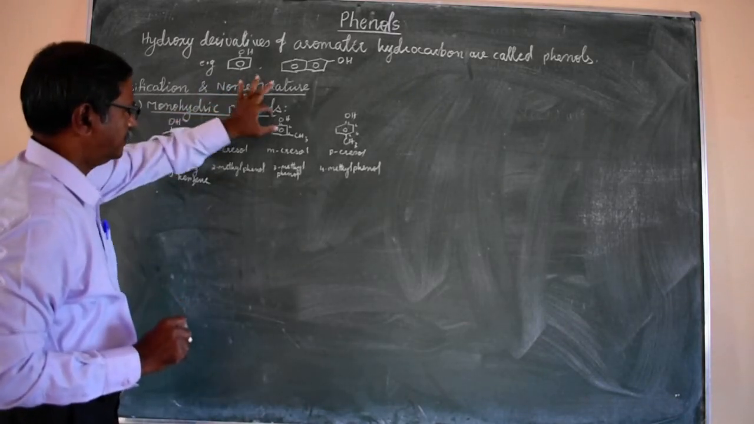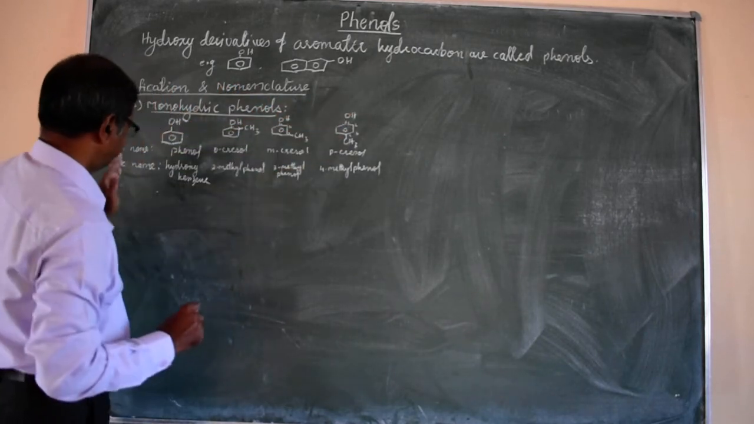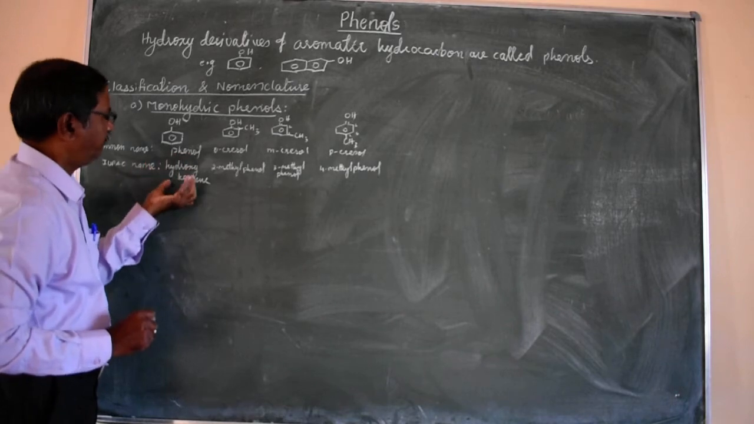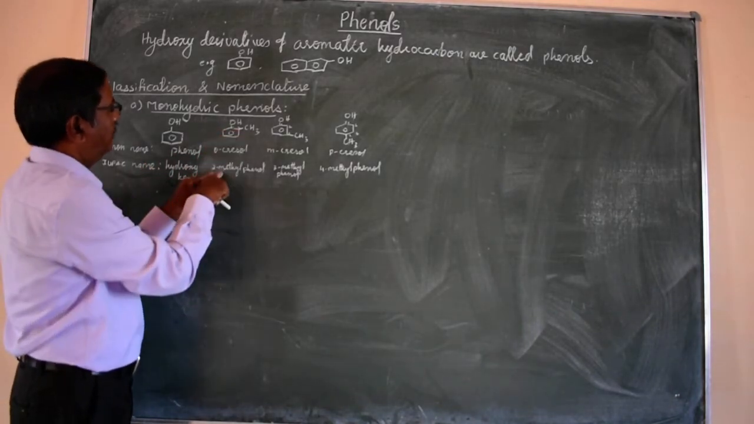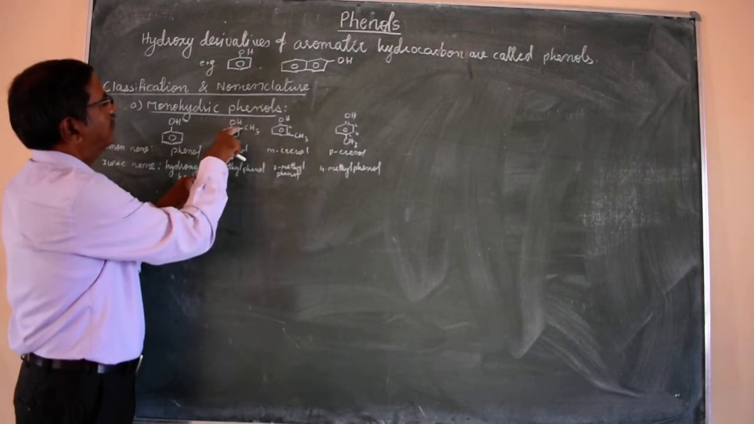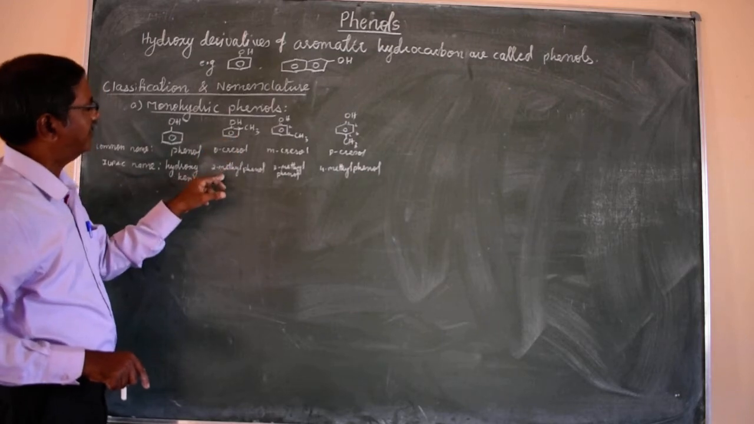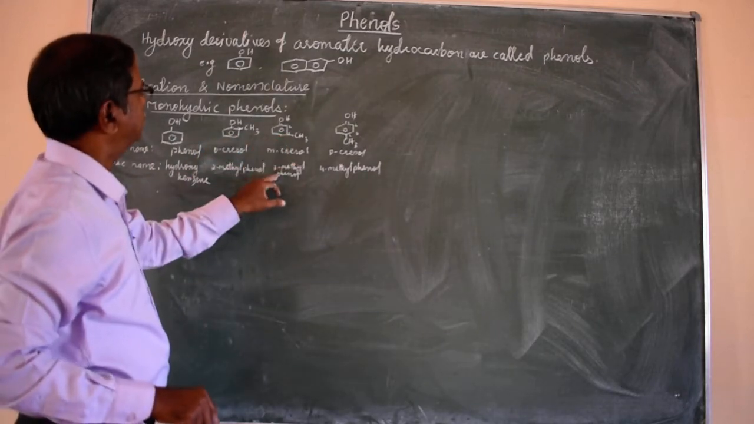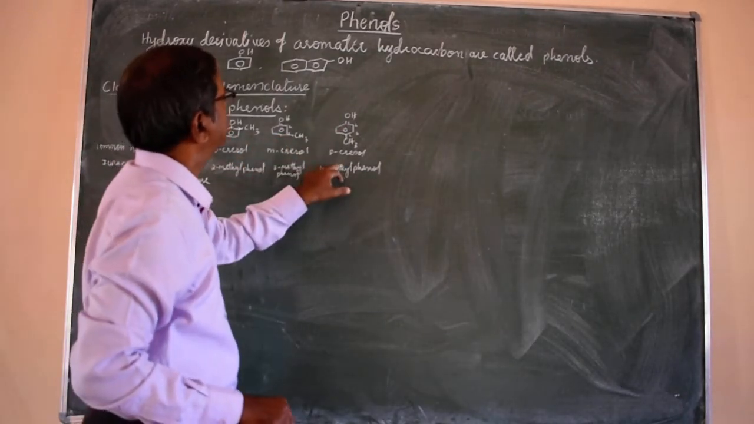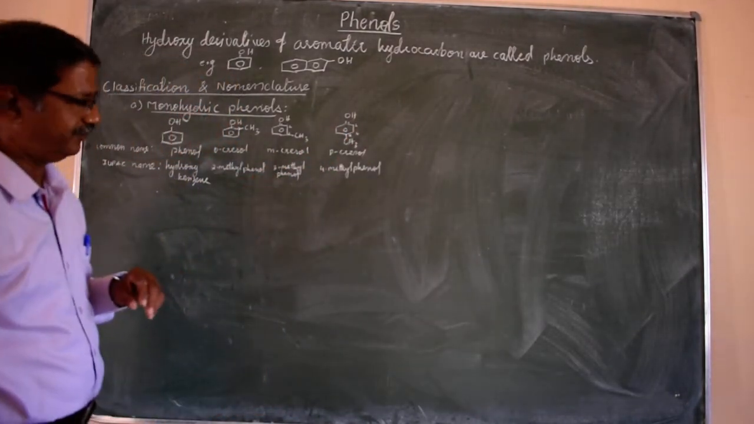So it's ortho, meta, and para. On the second carbon we have methyl, so it's a methylphenol. We cannot number like this because the substituent should be close to the functional group, so it's on the second carbon. So third, 3-methylphenol. It's 4-methylphenol, the fourth carbon has the methyl.